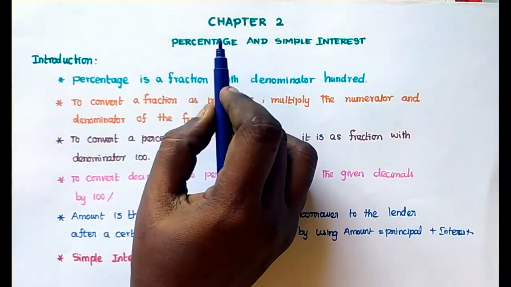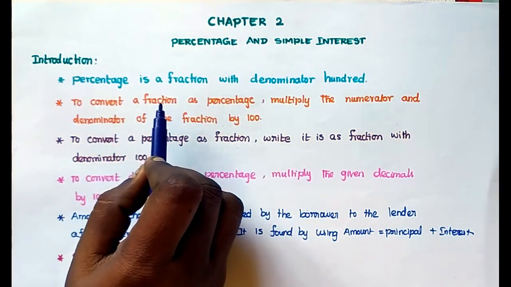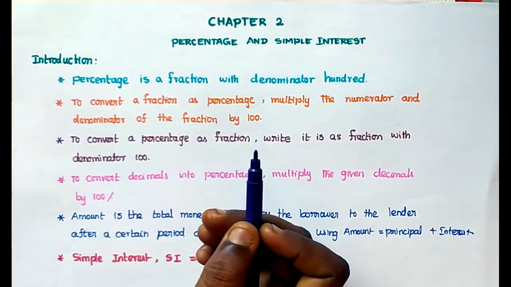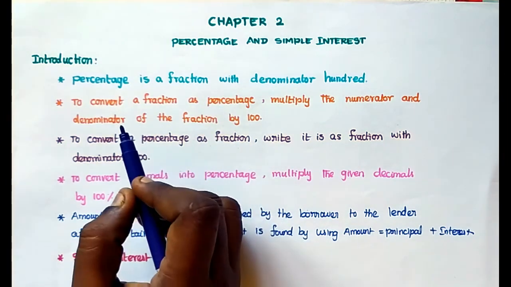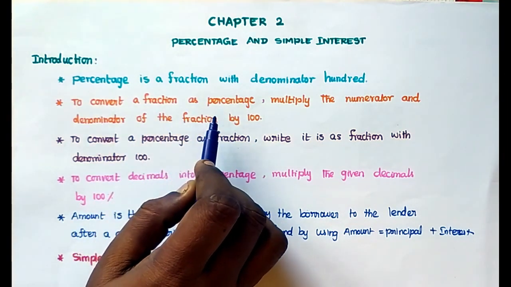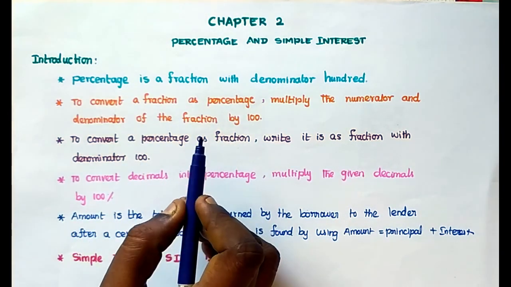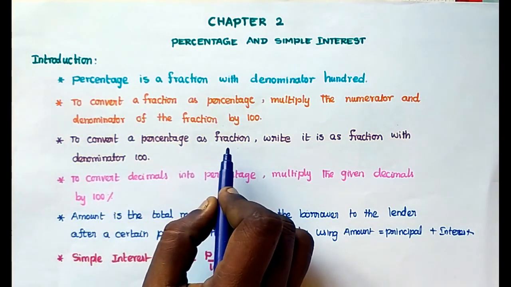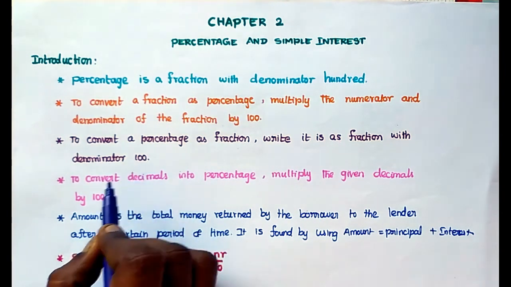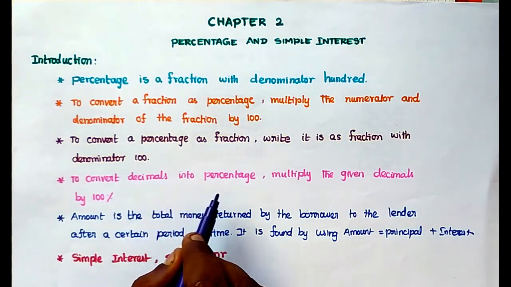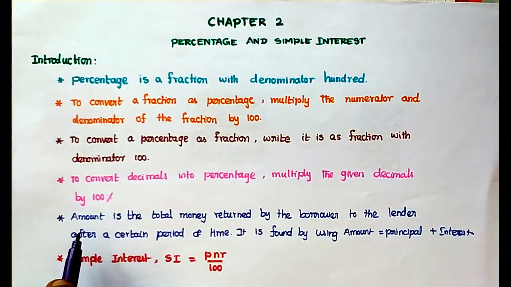Look at this chapter 2, percentage and simple interest. Percentage is a fraction with denominator 100. To convert a fraction to percentage, multiply the numerator and denominator of the fraction by 100. To convert a percentage to a fraction, write it as a fraction with denominator 100. And to convert a decimal into percentage, multiply the given decimal by 100 percent.